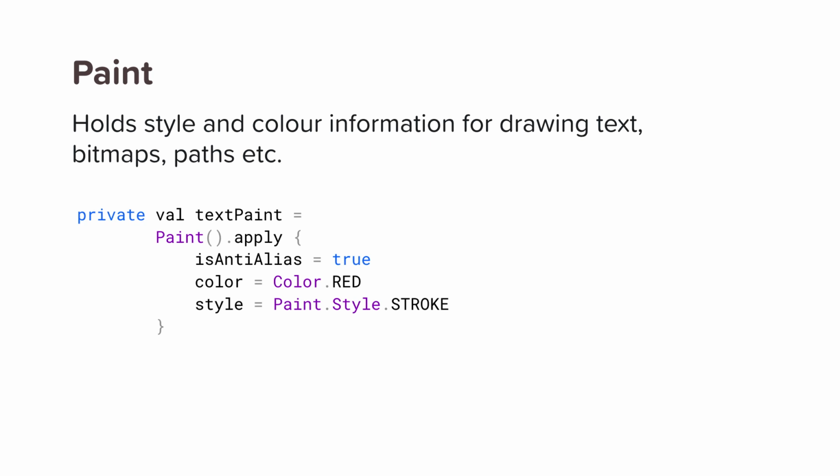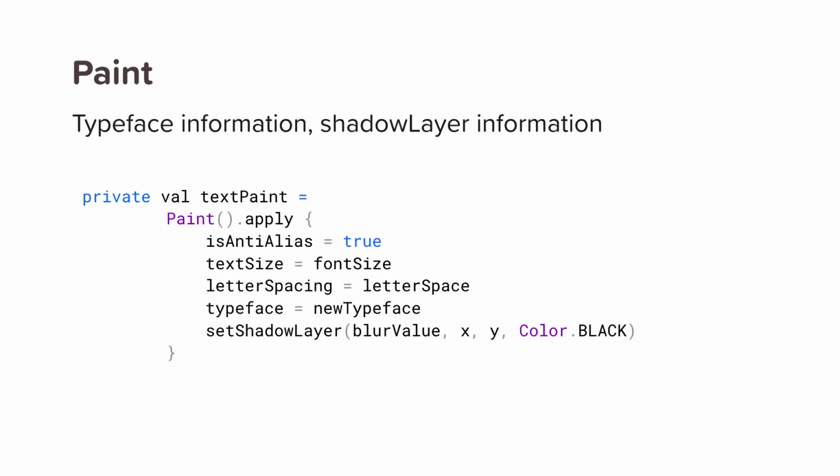Okay, but Paint can also hold a whole bunch of other things, such as your typeface information, so fonts. If you wanted to set Comic Sans, for instance, you can do that with a Paint object, and it can also hold interesting things like shadow layer information. You'll see here at the bottom we've set letter spacing, text size, typeface, and also the shadow layer as well. We'll talk a little more about the shadow layer in a bit and how interesting it is.